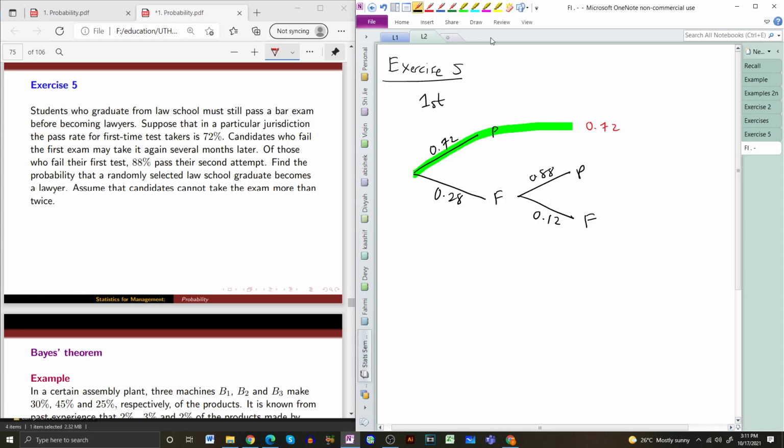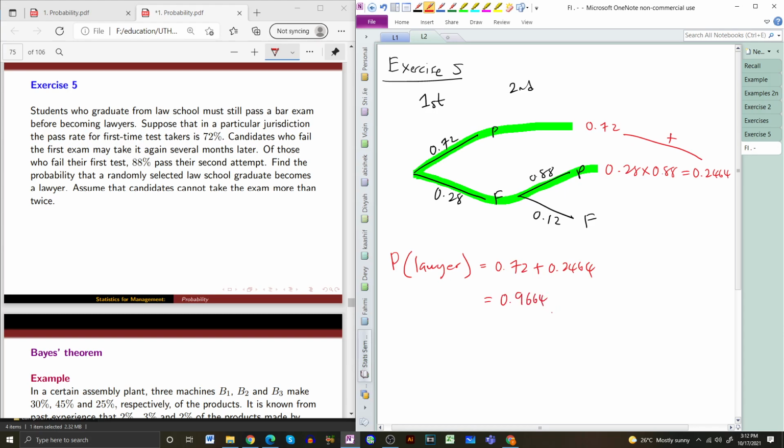Becoming a lawyer means you have to pass the test. The chance for you to pass is at the first test itself, which is 0.72. You might be one of them in the 72% passing rate. Or if you fail, then the chance for you to pass in the second test would be this, that is 0.28 times 0.88. The probability that you become a lawyer is 0.72 plus 0.2464. So the answer is this.